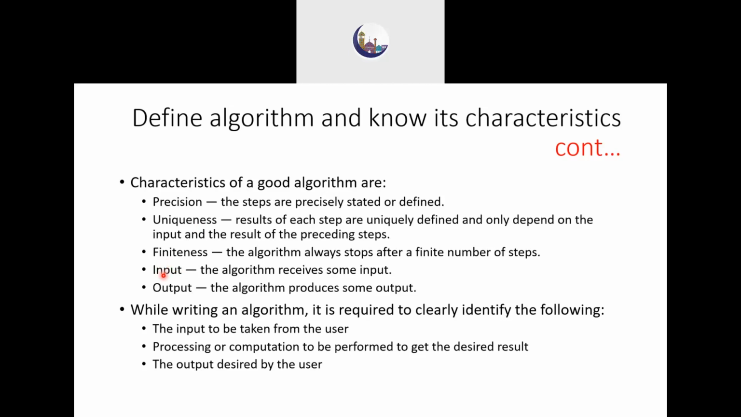And then the other characteristics are what type of inputs you are going to take and what end result output you are going to generate. So basically, there are 5 characteristics. First one is precision, second is uniqueness, third is finiteness, fourth is input, and fifth is output. I hope you will memorize these characteristics. It's a very important question, and you need to understand them very clearly.